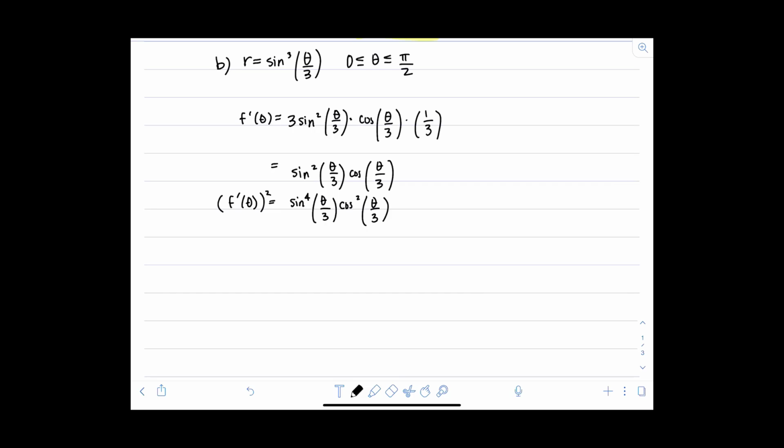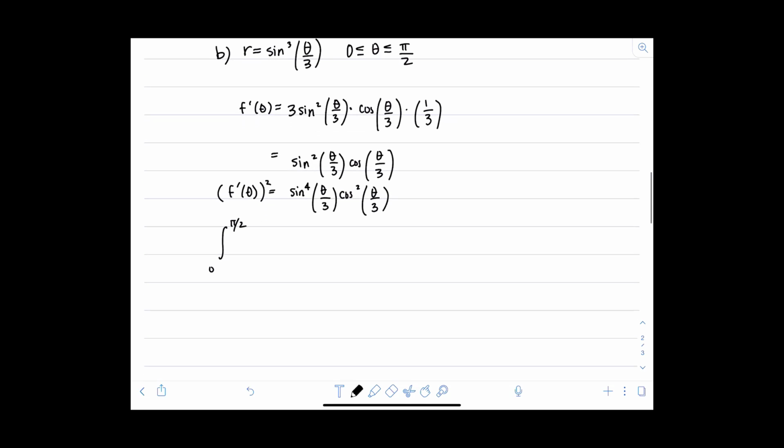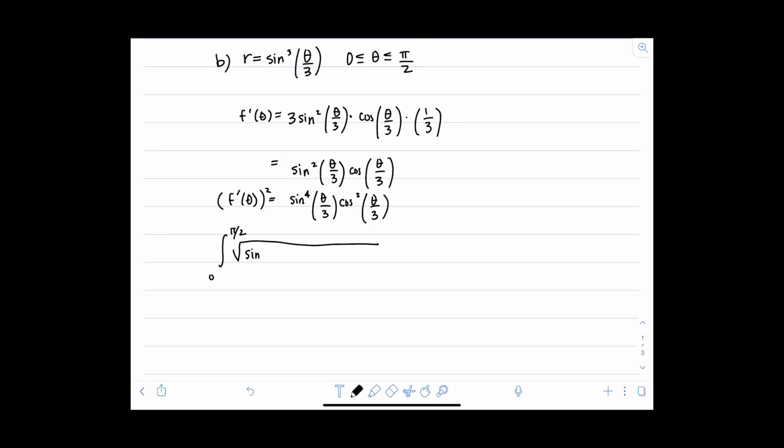Okay, so now we're going to pop that into our formula. We're going from 0 to pi halves, and we have the square root of f of theta squared. So sine cubed squared would be sine 6th theta over 3 plus sine to the 4th theta over 3 cosine squared theta over 3.